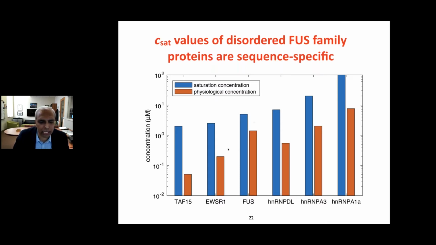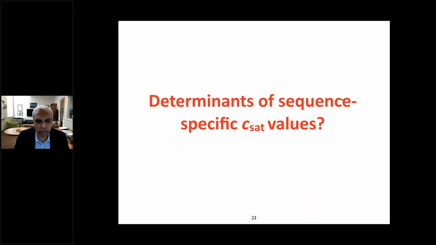Now, just as a tantalizing fact, we want to make the point that the measured in vivo concentrations of these proteins also seem to show a trend line whereby you make more of the proteins for which there is a higher saturation concentration. Nothing more should be read into the depiction of these orange bars. So the question we'll try to answer very quickly is, what are the physical determinants of the sequence-specific values for the saturation concentrations?